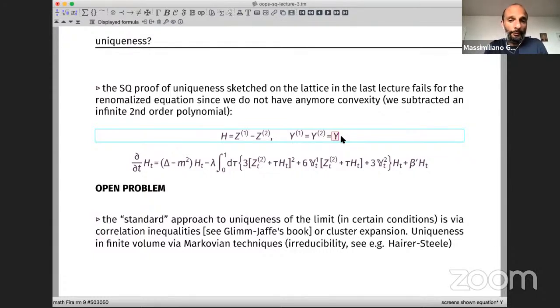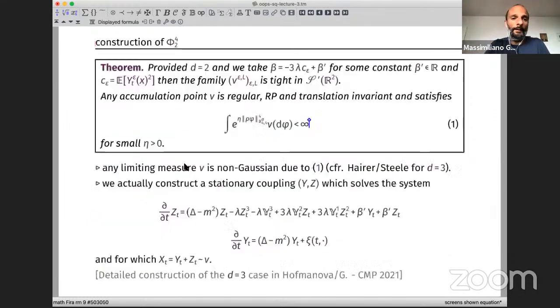The problem is that then you try to do a coupling. You try to prove that, since Y is the same and the two equations are driven by the same noise and they are stationary, they have to be the same. Or there is more than one solution, essentially. So you compute the difference, write an equation for the difference, and estimate it using these PDE techniques. We did it in the lattice case using convexity. The problem is that as soon as you renormalize and subtract an infinite quantity, the potential is no longer convex. It's not even bounded below.